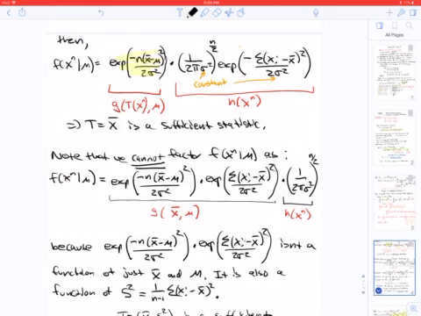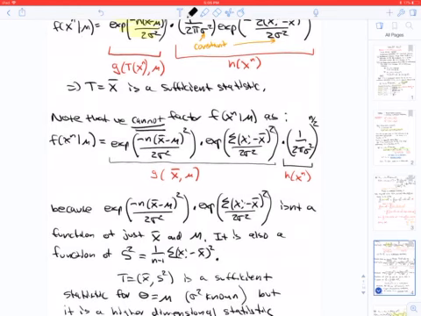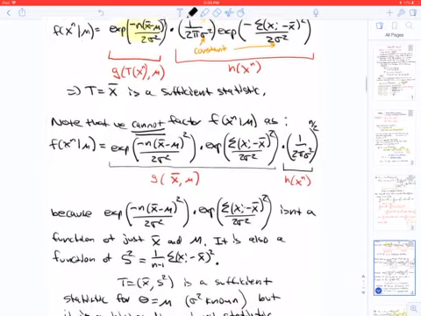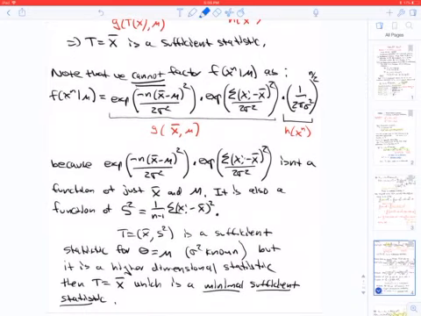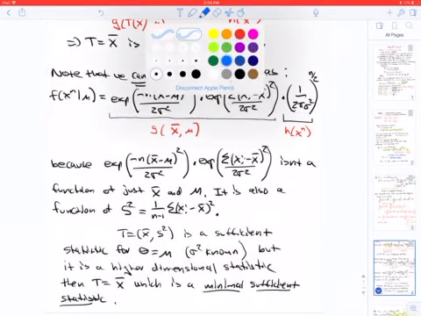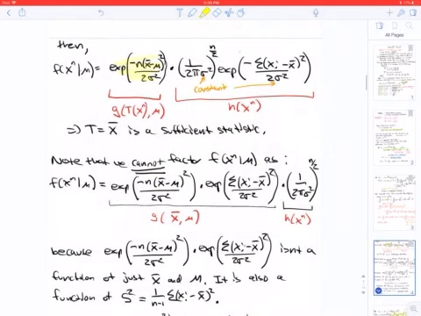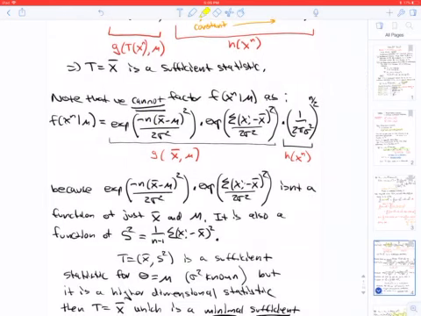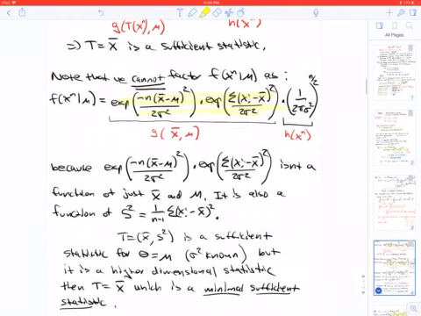Now, you should note that you cannot factor it by combining these two exponential terms like here. So you couldn't factor it this way, because this is not a function of x bar and mu. It's actually a function of x bar, the sample variance, and mu.